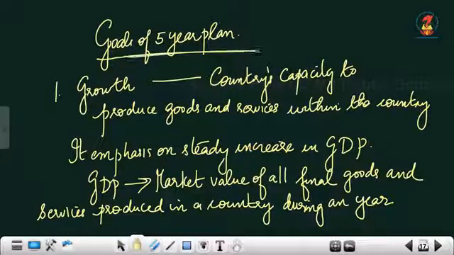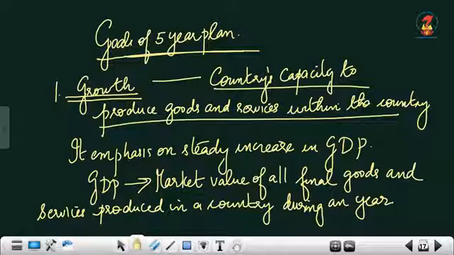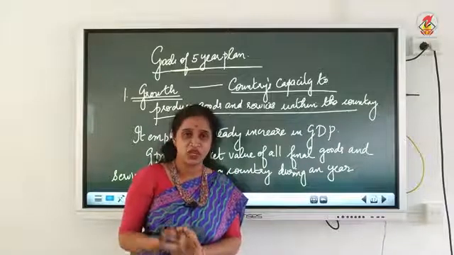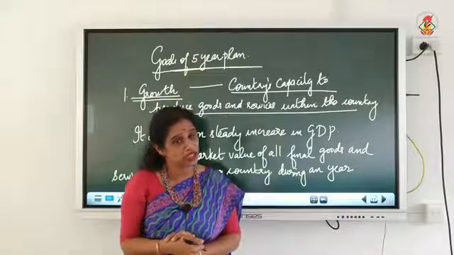Now, we are going on to the next topic. It is very important from the examination point of view. Goals of the 5-year plan. Now, what are the goals of the 5-year plan adopted by the Indian government in 1950? First goal is growth. Now, what is meant by growth? Growth means a country's capacity to produce goods and services within the country. What is the total volume of goods and services produced by a country within the domestic territory? That is known as growth.